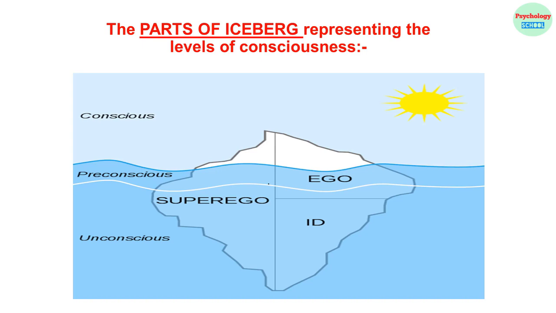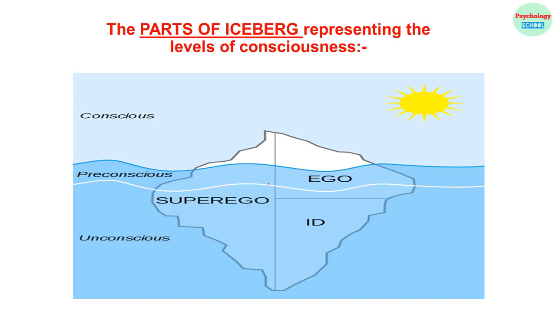So, as you can see in the picture of the iceberg, the conscious is that part which is above the surface of the water. Preconscious is the middle part and the unconscious is the hidden part of the iceberg.